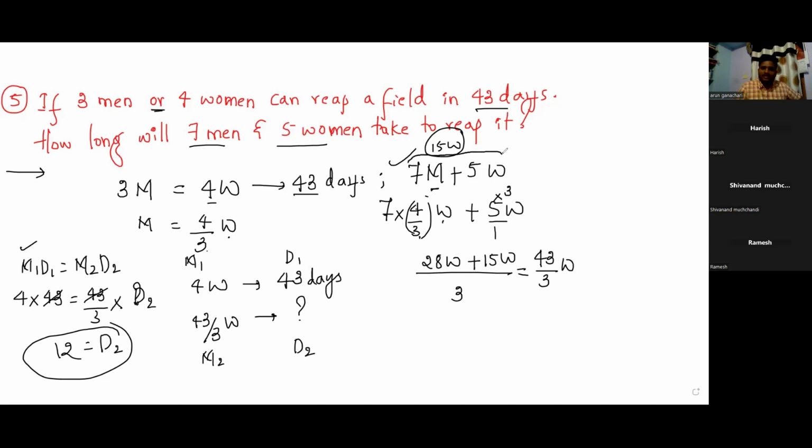What is this 43 by 3 women? This 7 men plus 5 women is nothing but 43 by 3 women. So 4 women were taking 43 days, and 43 by 3 women will take how many days? Getting this? So we did our M1 D1 is equal to M2 D2. Same formula. Okay. Can we move ahead?